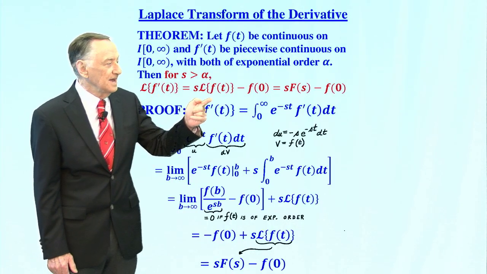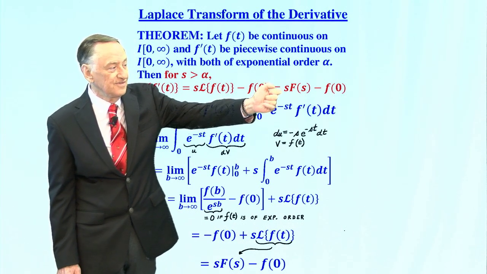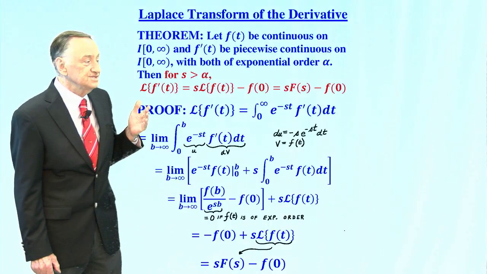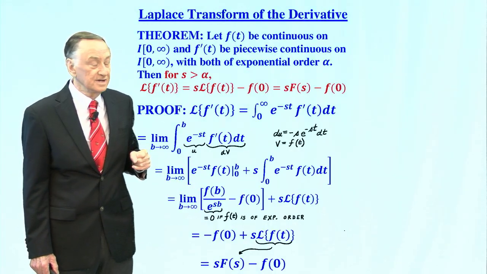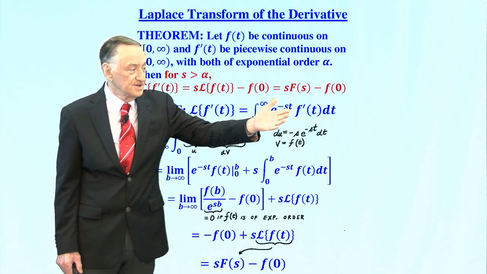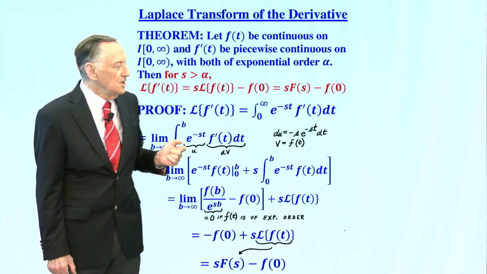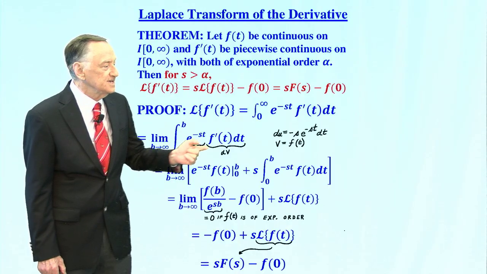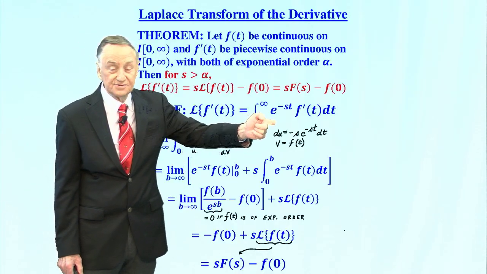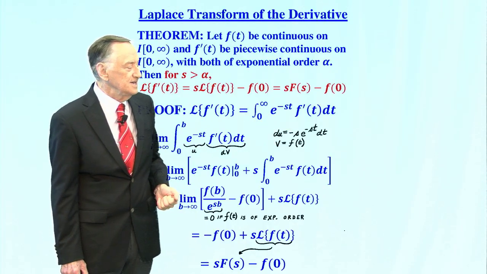prime and get down to simply s Laplace of little f minus little f at 0, which has no derivatives. So let's take a look at the proof here using integration by parts. The Laplace of f prime by definition is what you see right here. We're going to let u equal e to the minus st and v equal f at t. So du is, we're taking the derivative with respect to t here, minus s e to the minus st dt.